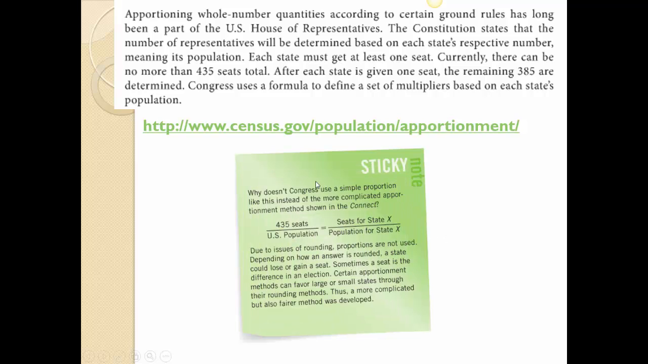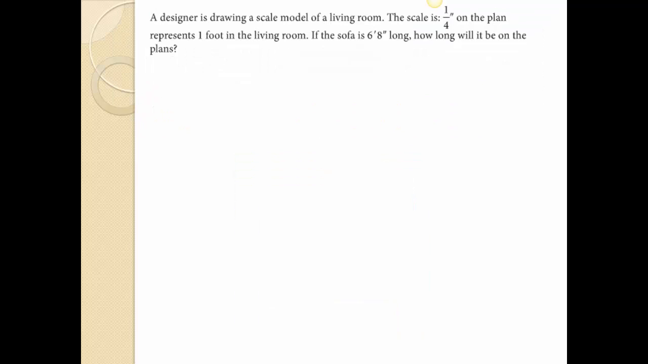And again, from your book, there's a little thing here, and they're using proportions again. So 435 seats to the whole population is equal to the seats for state X relative to the size of state X. Now, of course, we have to round here. There's actually slightly different or more complicated formulas that are used, but this is similar to what happens when they do reconfigure the apportionment for the House of Representatives.